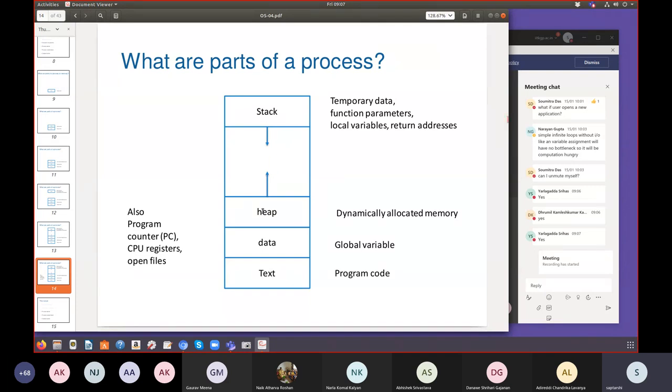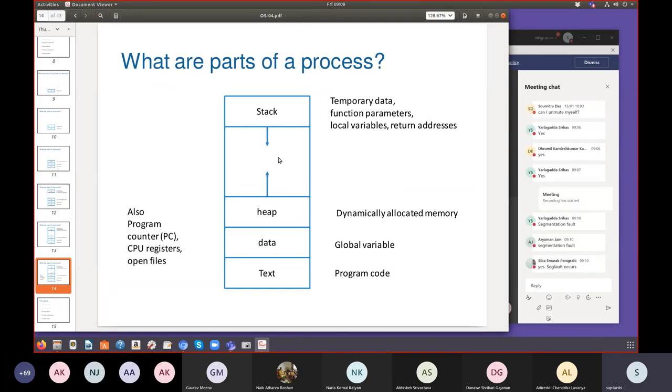So can it happen that the heap and the stack collide? Can it happen? And if so, then what is done? So the first question is, can the heap and stack collide? And the second question is, if yes, then what happens?